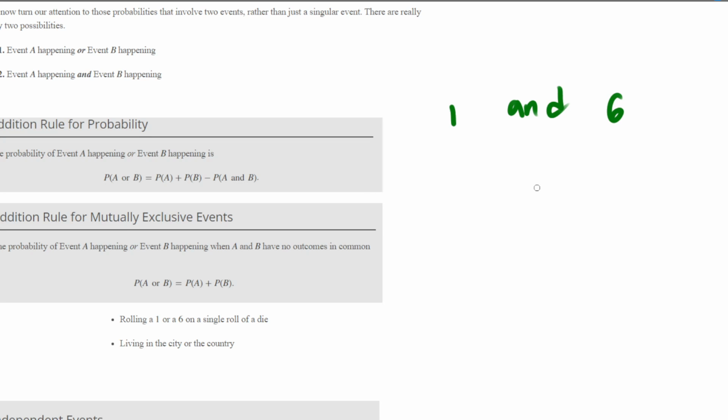Or living in the city or the country. You cannot live in both the city and the country at the same time. You only have one person and only one body. You can't split yourself. So things like that.